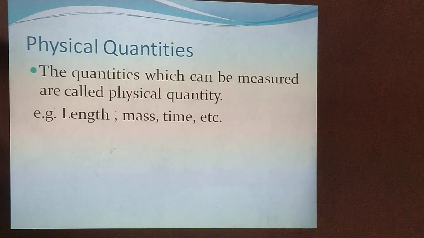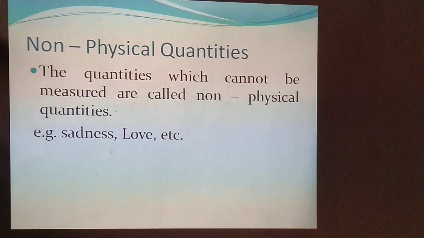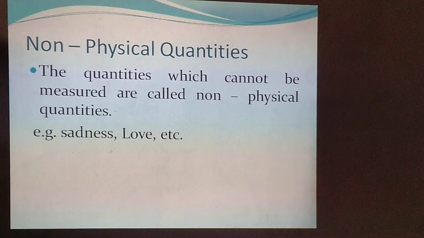So in this way, there are actually two types of quantities. The ones which can be measured are called physical quantities. Length, mass, time, area, volume, temperature, all these are physical quantities, because we can measure them. Similarly, the quantities which cannot be measured are called non-physical quantities. Happiness, sadness, love, wisdom, these are quantities which cannot be measured. These are called non-physical quantities.